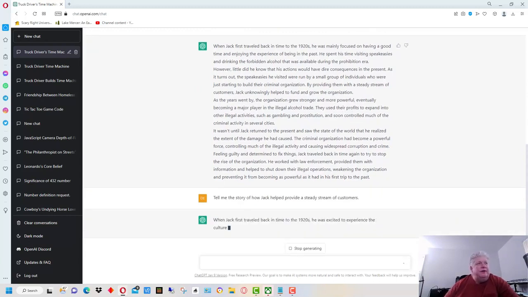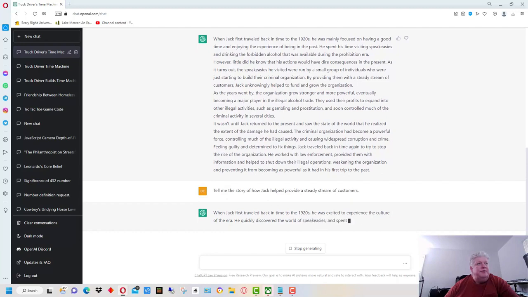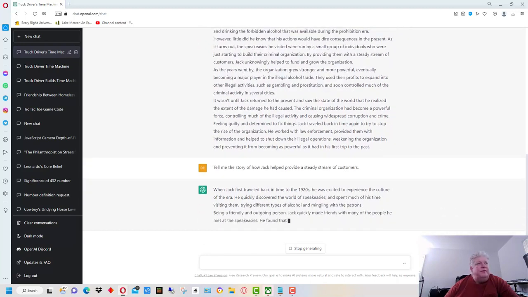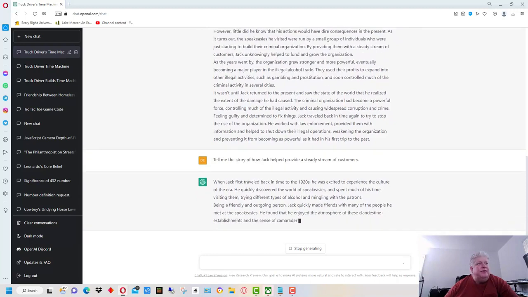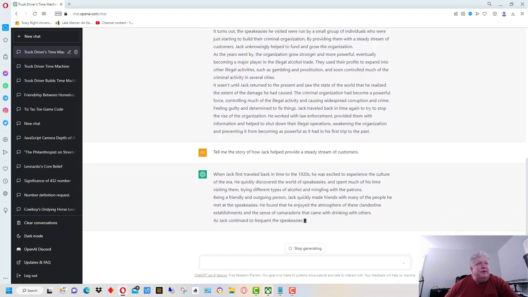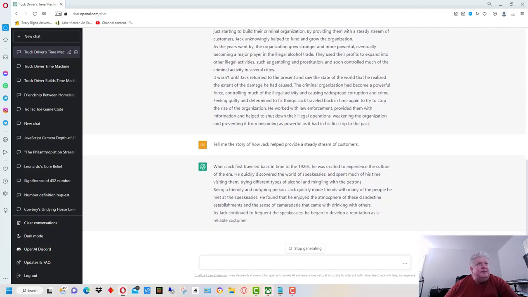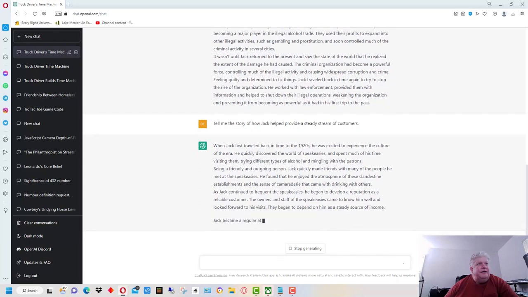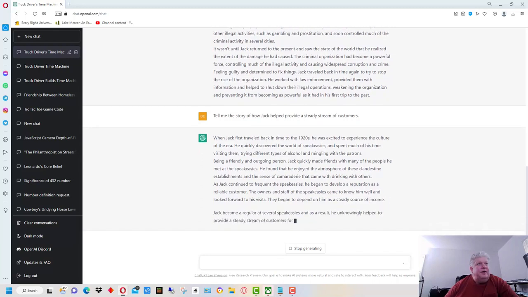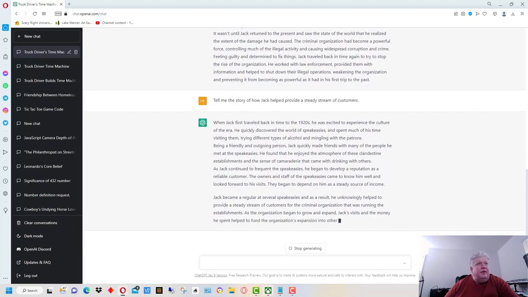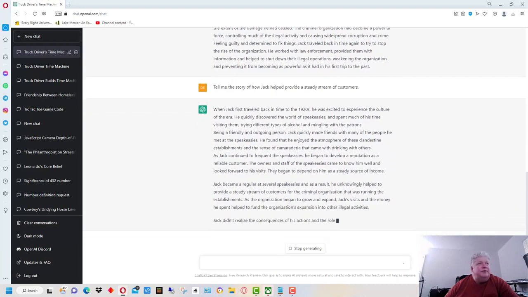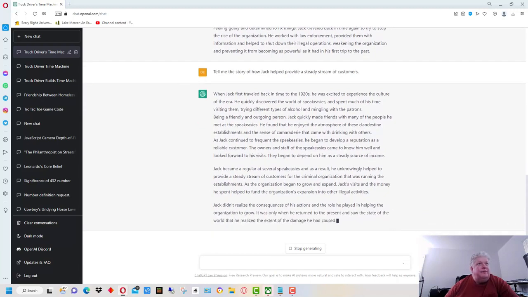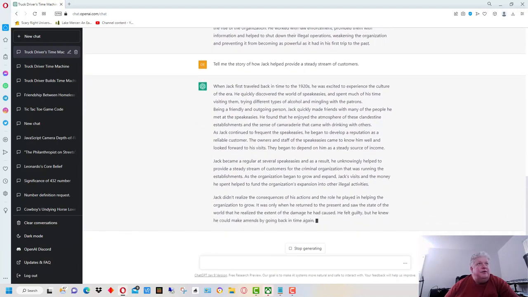When Jack first traveled back, he was excited to experience the culture of the era. He quickly discovered speakeasies. So it's repeating some of the stuff that it said before. Visiting them and mingling with the patrons. Being a friendly and outgoing person, Jack quickly made friends with many of the people he met in the speakeasies. He found that he enjoyed the atmosphere of these clandestine establishments and the sense of camaraderie that came with drinking with others. As Jack continued to frequent the speakeasies, he began to develop a reputation as a reliable customer. Owners and staff of the speakeasy came to know him well and looked forward to his visits.